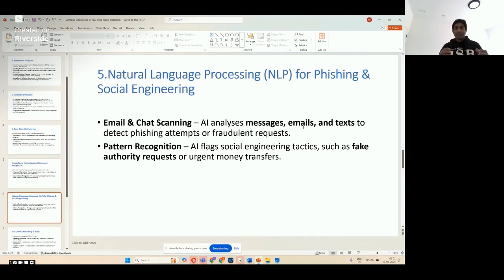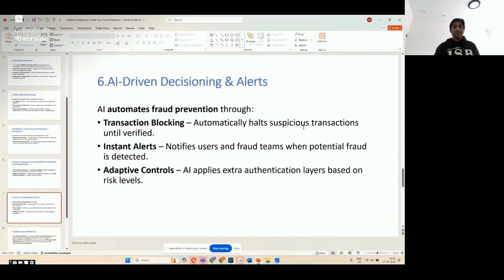Suppose imposters come in and say immediately that you need to transfer this much amount of money. Suddenly you have to do this. These are signs of some sort of attack on your system and yourself. You have to be aware of them.